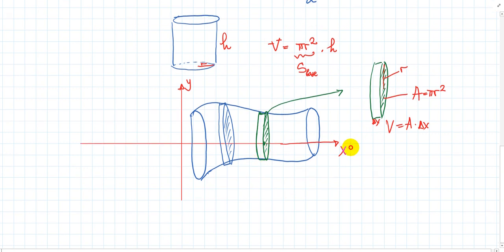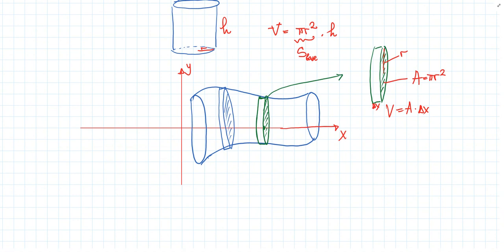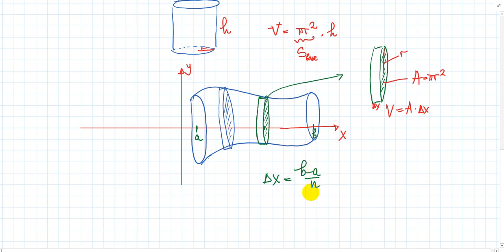The idea would be to divide this region between a and b again into n pieces with equidistant widths. So delta x is equal to (b minus a) divided by n. I will split this into n pieces, and I will choose the sample points. Do you remember? The same thing we did previously.